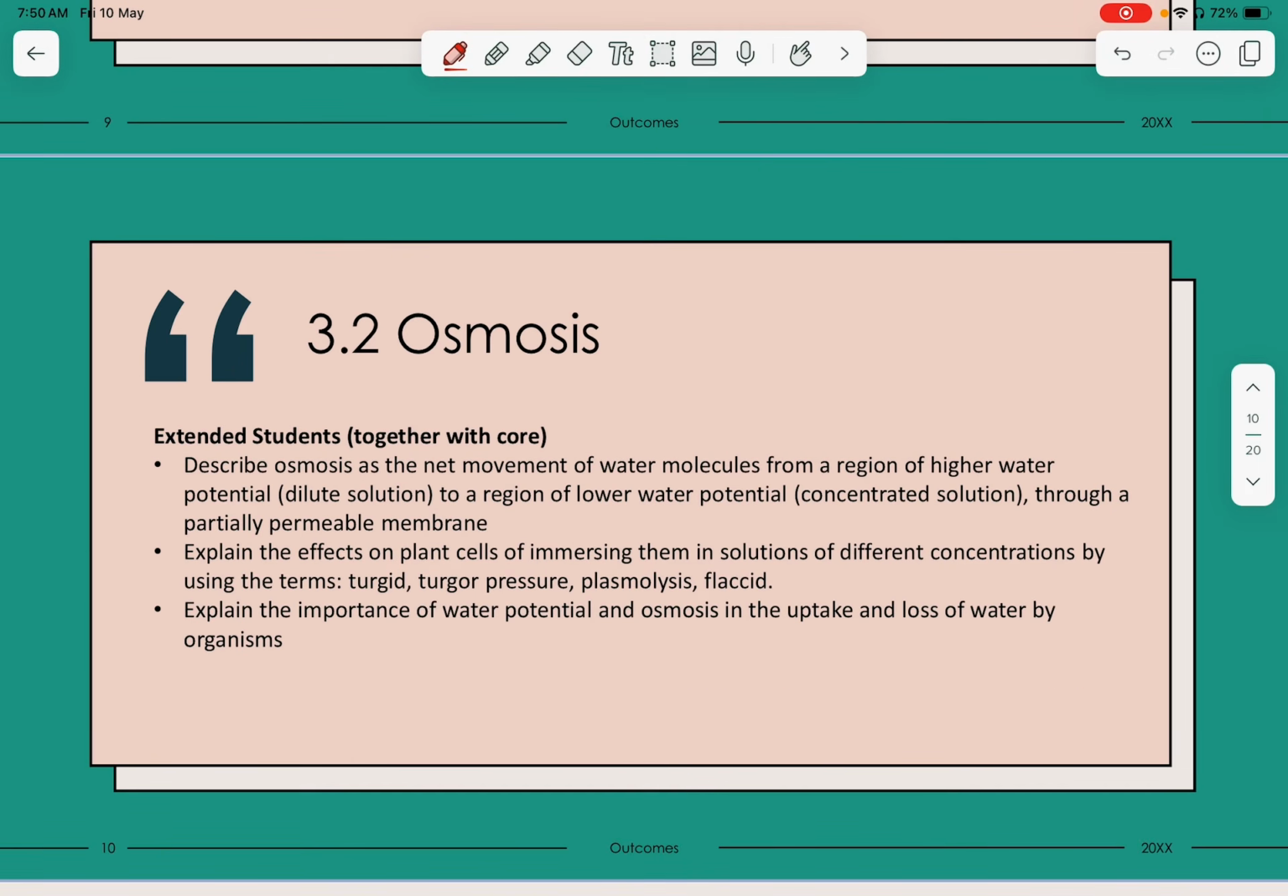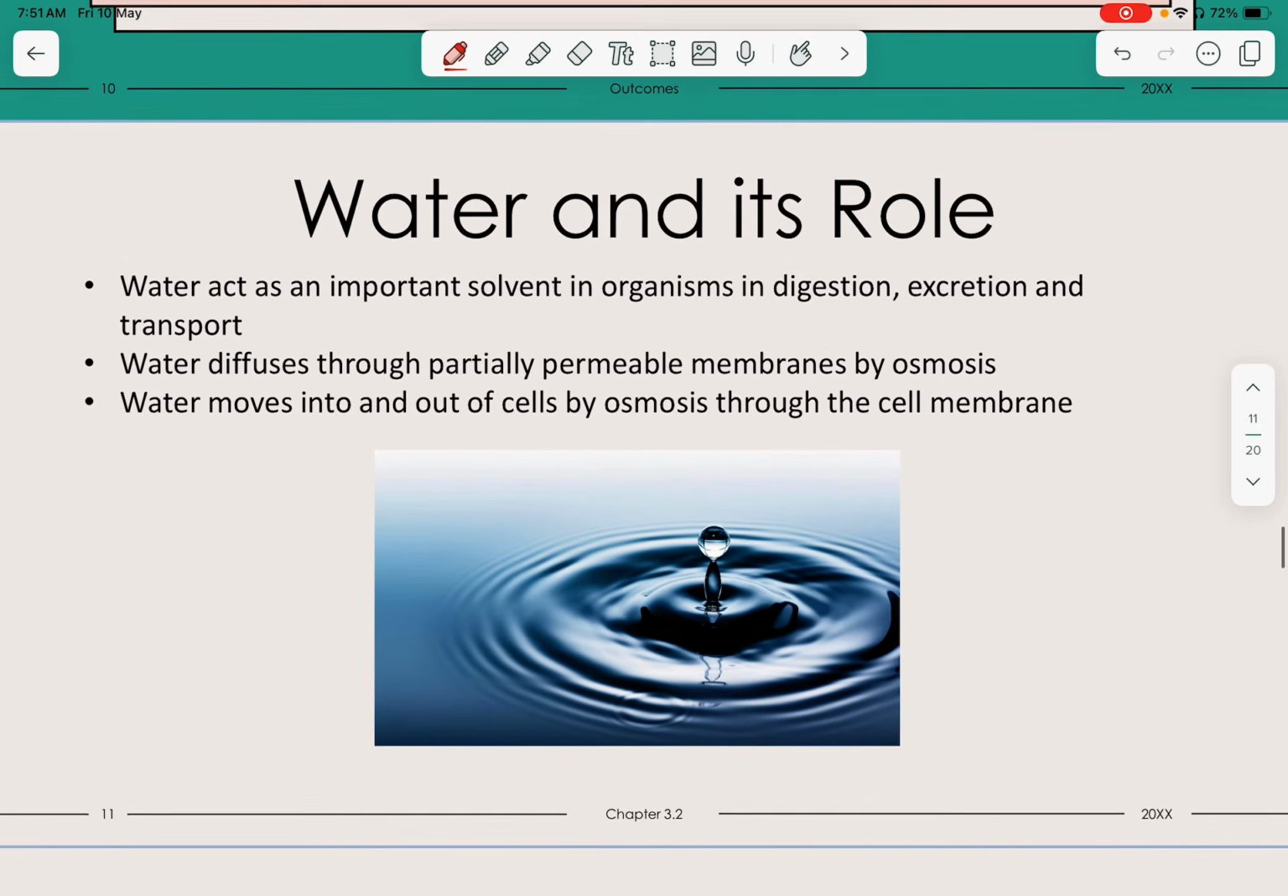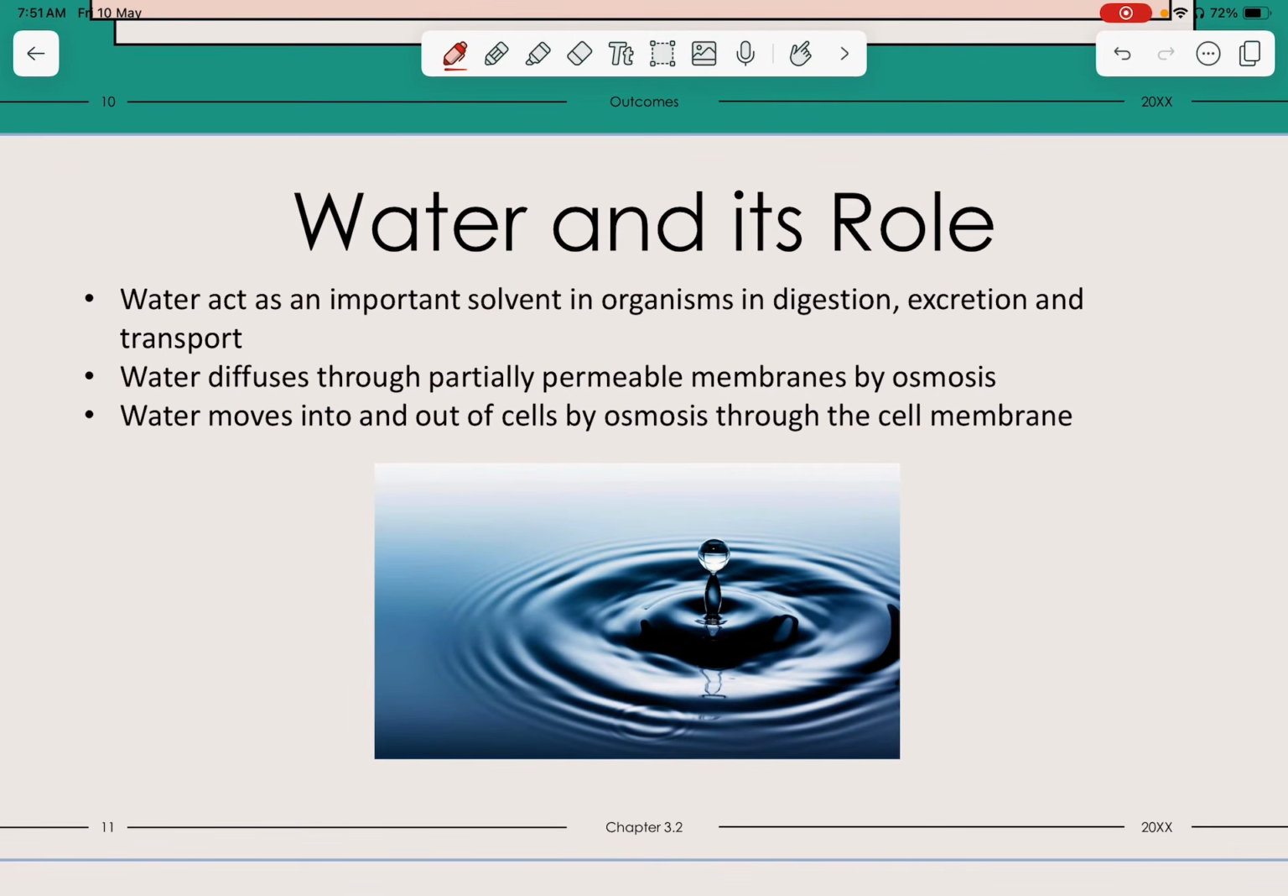For extended students, you need to know the full definition of osmosis and you need to memorize it, because they will ask you what is osmosis and they'll give you 2 to 3 marks. You also need to explain the effects when you immerse plant cells into a solution, use these terms to describe the osmotic process, and explain the importance of water potential and osmosis in the uptake and loss of water by organisms. This one, I would say, is very simple, and it's also quite commonly asked in past paper questions.